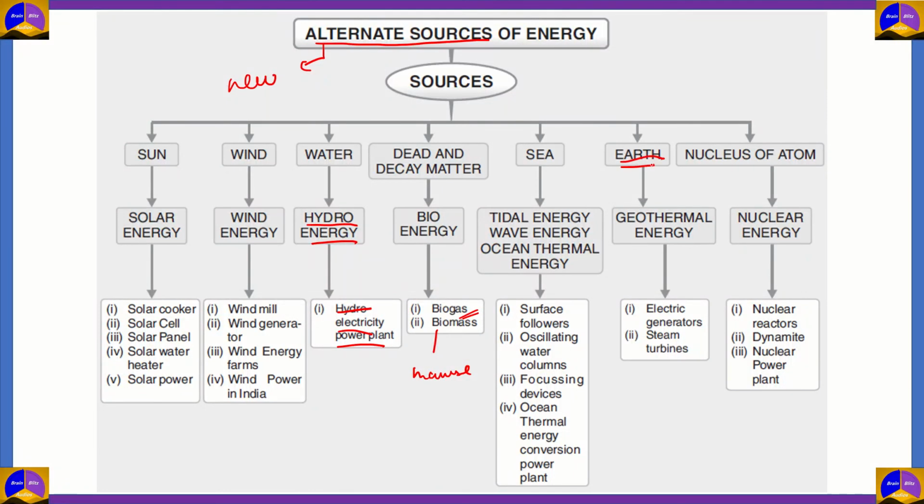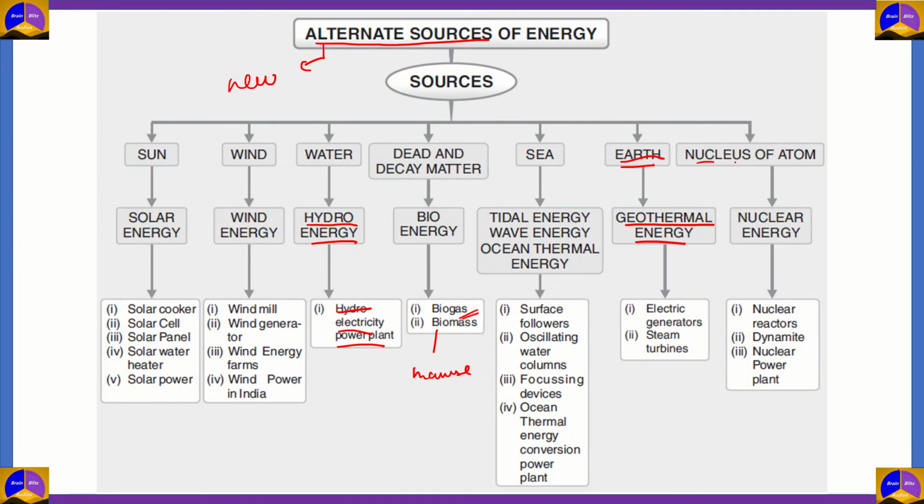And finally, we can use the earth itself. So the earth is hot beneath the surface. The super hot magma sometimes comes up to the surface, and it turns water to steam, and this steam can be used to form electricity, and that's called geothermal energy. We use electric generators and steam turbines in order to harness geothermal energy.